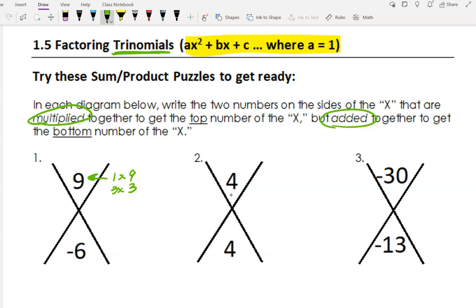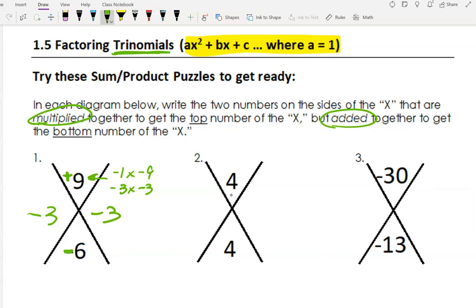Well, there's a big clue here. If you're multiplying to a positive number, but you're adding to a negative number, that must mean those numbers are both negative. So I'm not looking for 1 and 9. I'm going to try -1 times -9 and -3 times -3. Those both multiply to 9. Which one adds up to -6? Here we go. -3 and -3.